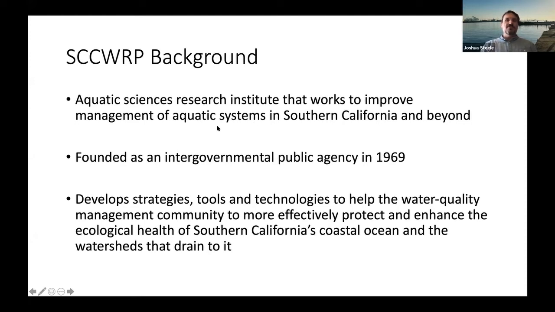We try to develop tools and technologies and strategies to help the water quality management community protect and enhance ecological health in the coastal zone. So that includes the ocean, the watersheds. And we are intergovernmental in that we are a collection of local government agencies, sewage treatment plants and wastewater treatment plants and sanitation agencies, as well as stormwater agencies and regulatory agencies. All combined make up our commission, our board, basically.